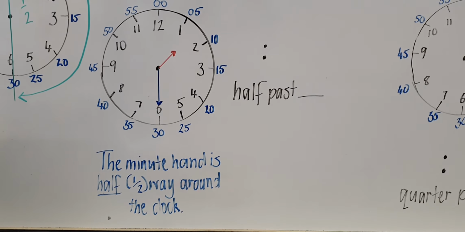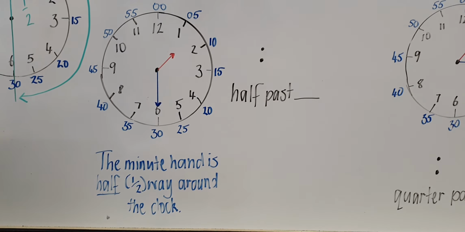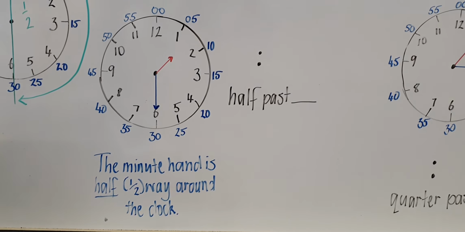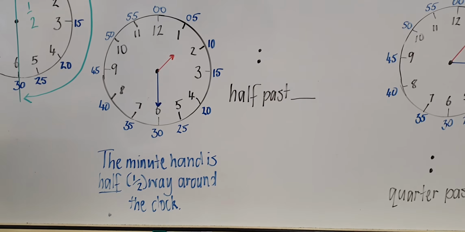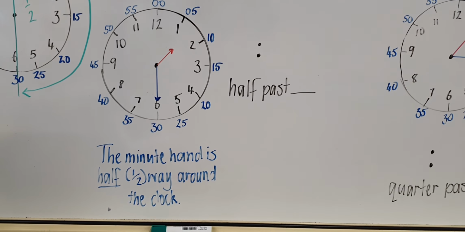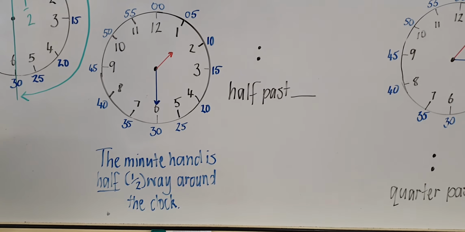Have a think about how we would write that as 1:30. How would we write it as a digital? How would we write it in words? The minute hand is halfway around the clock.